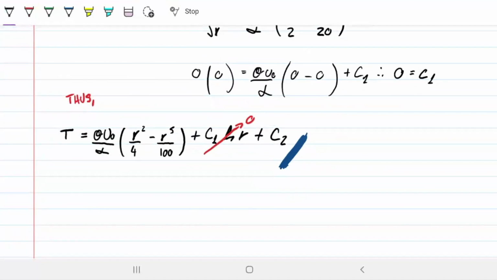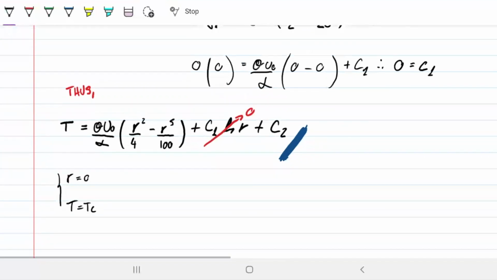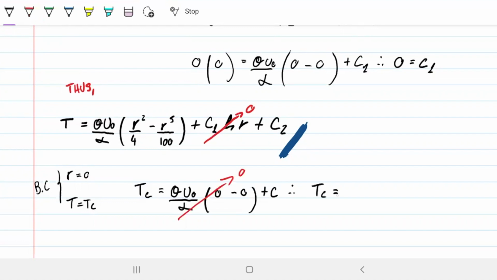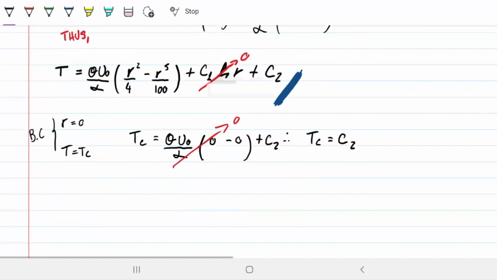Okay, next boundary condition, let's use the one that James mentioned. When my radius is 0, the temperature is the temperature of the center, so Tc. Again, just nomenclature, really not saying much. But we can apply that condition so we can eliminate C2, right? Because my T has to be Tc, so Tc equals theta U naught diffusivity, my radius is 0 minus 0 plus C2. So just like that, everything went away, and we're left with a very simple conclusion, which is that T at the center equals C2.